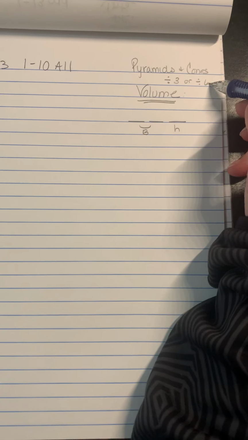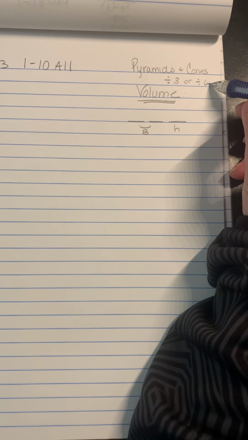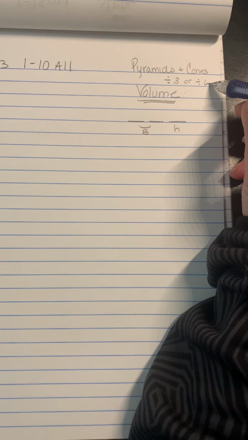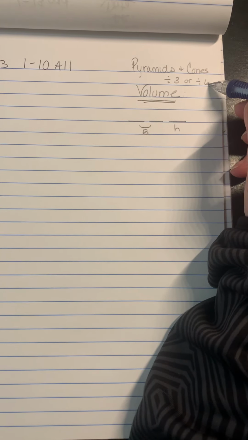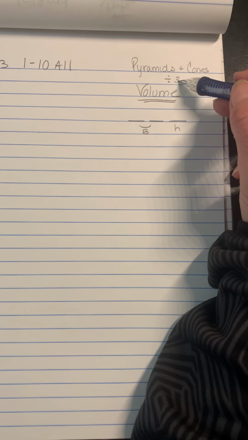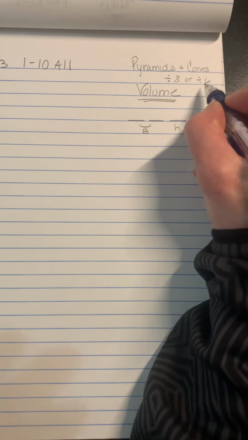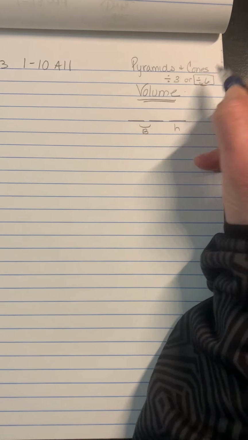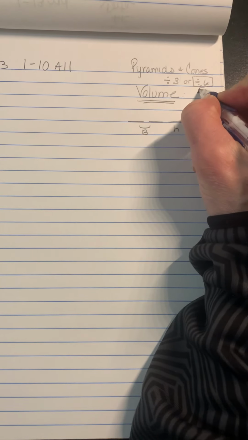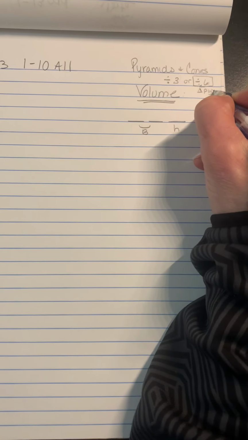If it's a double pointed, it's gonna be 6. That means it's got triangles in it, triangular base, and it's a pyramid. If it's just a rectangular pyramid, then we're divided by 3. If it's just a cone, it's gonna be divided by 3. The only time it's gonna be divided by 6 is if it's a triangular pyramid, okay?